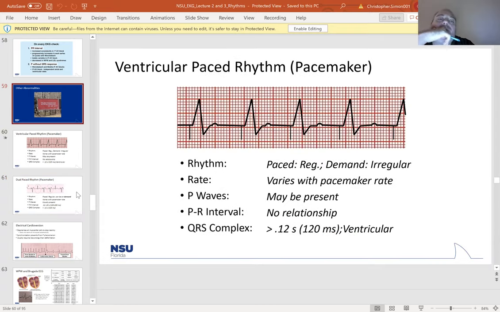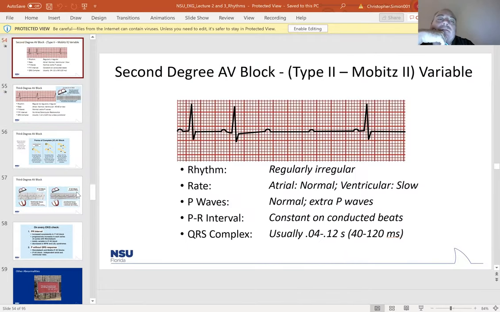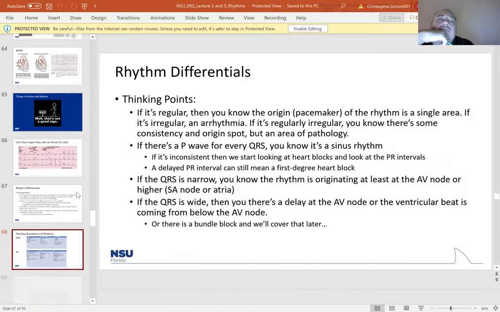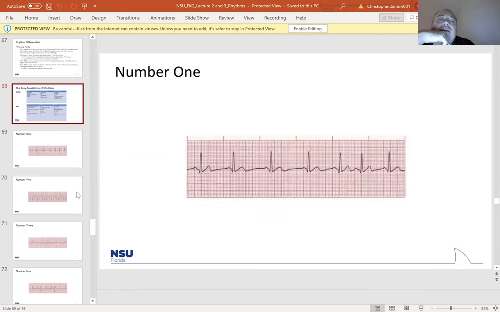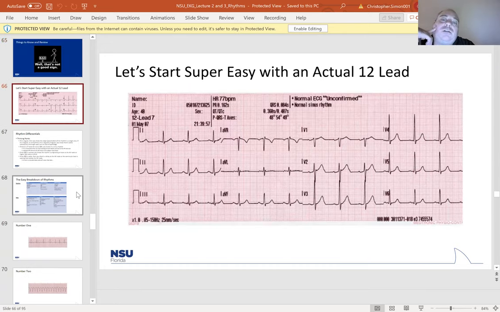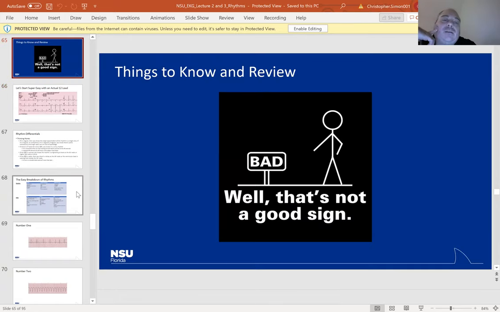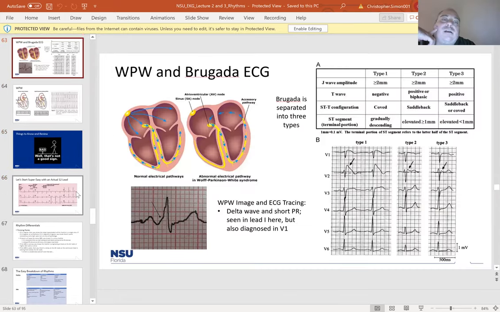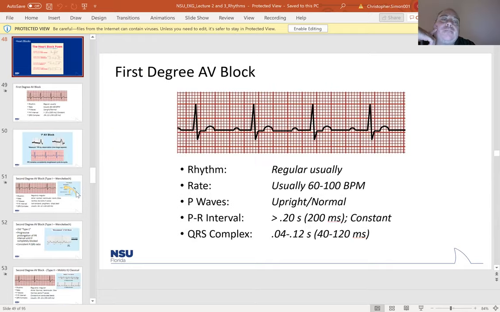So we pretty much covered all the rhythms. We covered all the things that happen to a rhythm. And we're going to create a video just to look at the 12 lead, because I want to keep things at least somewhat organized.